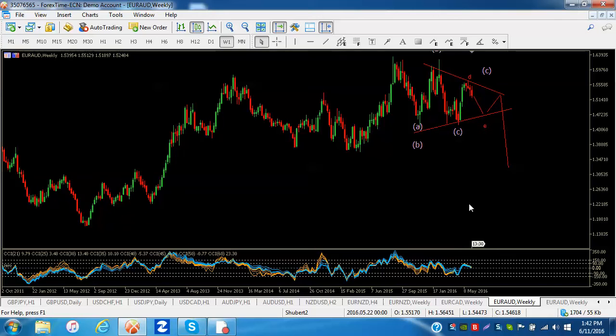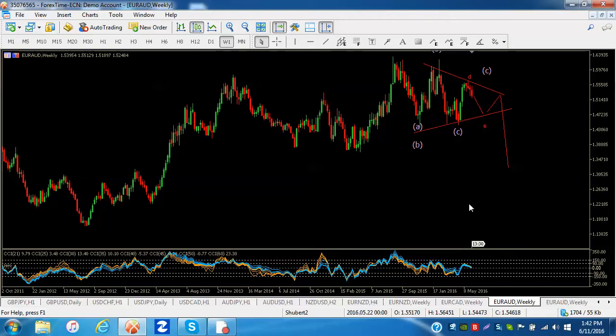Now, a couple of things about triangles. First of all, they appear generally in two spots. They always appear in the wave position before the final move. So in an impulsive move, that would be in wave 4, because in an impulsive move you have 5 waves, 1, 2, 3, 4, 5. So the triangle would appear in wave 4, which precedes the final move, which is wave 5 in an impulsive move. And corrective moves are ABC patterns, and so the triangle would appear in the wave B position, prior to the final move, which would be the wave C position.